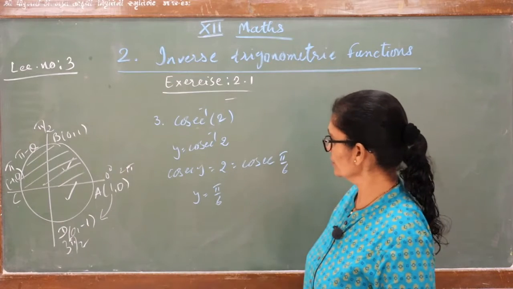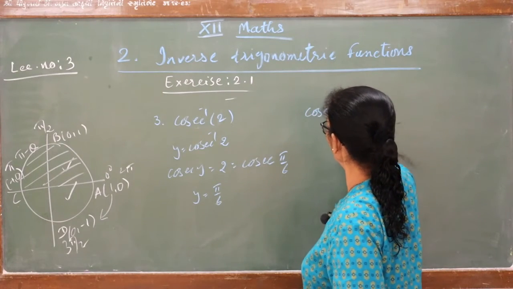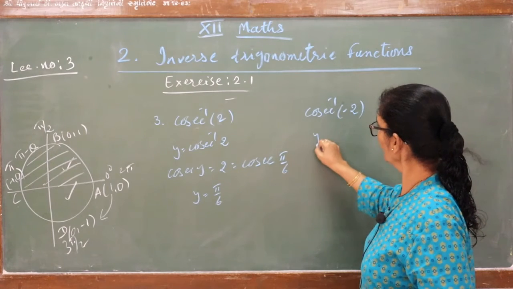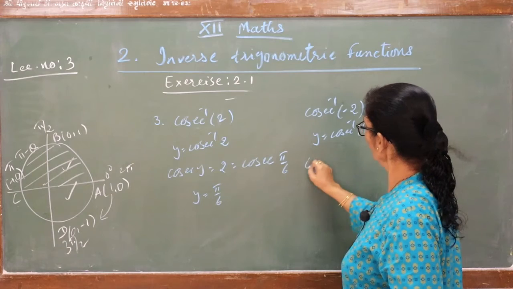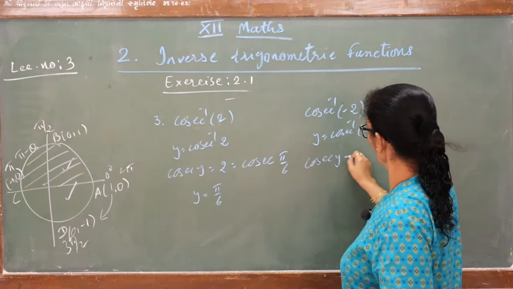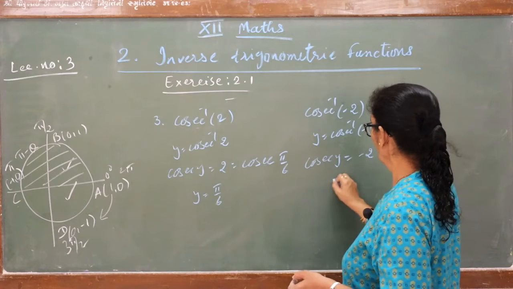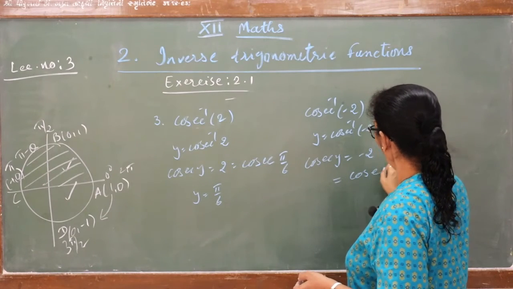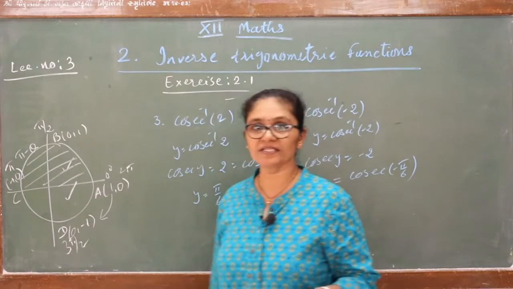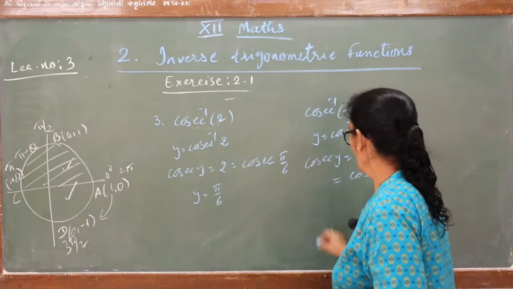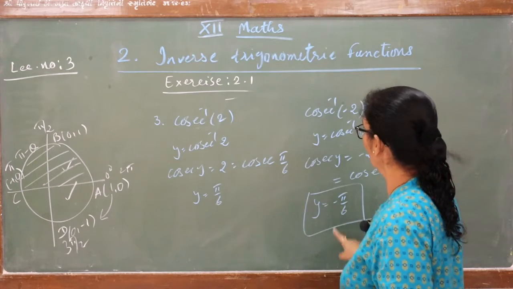Now remember it is cosec. So here a plus sign is given, but if I ask you the same question with a minus sign, how can I write it? y equal to cosec inverse minus 2. So we can write cosec y equal to minus 2. Now remember, for which trigonometric value is cosec negative? For minus pi by 6, because for cosec we have to consider the first and fourth quadrant. So y equals minus pi by 6, this will be your principal value.